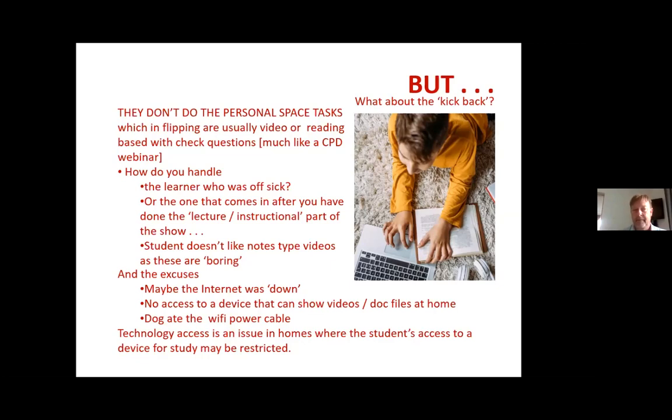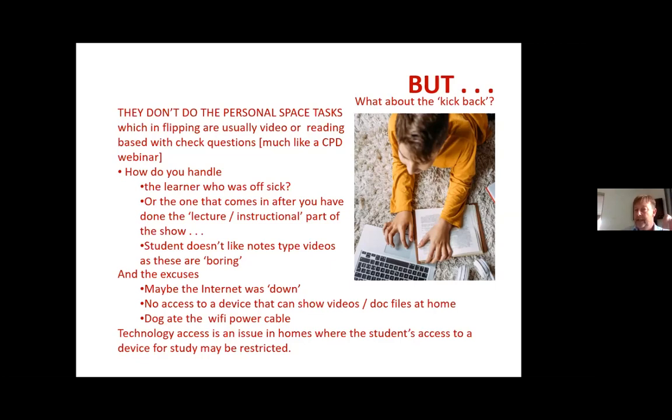and that skill needs to be taught before you start to think about the flipping. But the answer to that comes in the perennial question of how do you handle situations where the learner wasn't there for the lesson when you did the lecture, that they come in after you've actually finished the instructional part of the session, or they don't actually like the material that you're showing in these videos or these sound things, and they're saying that it's all very boring.